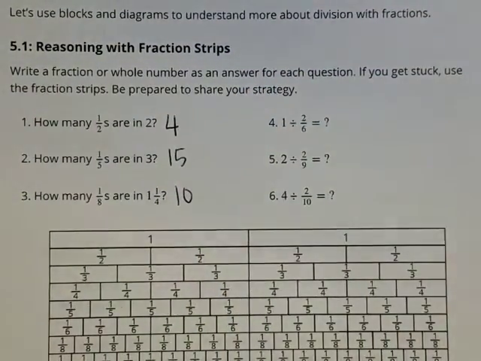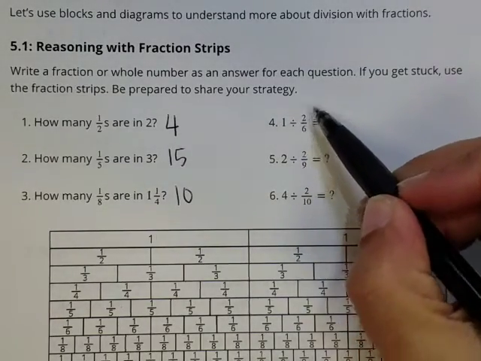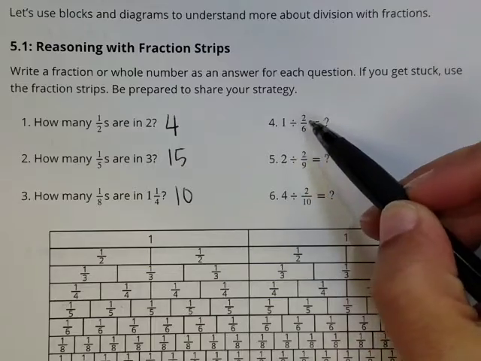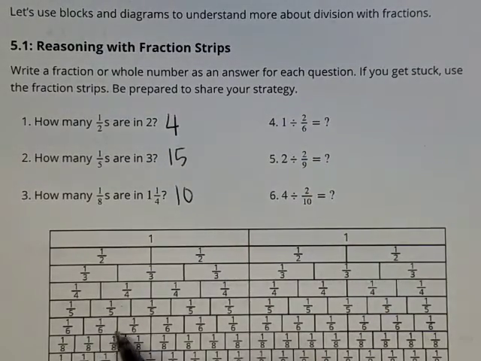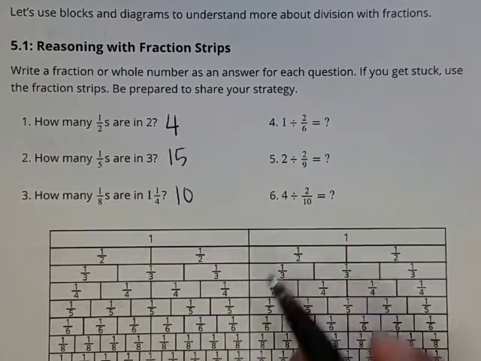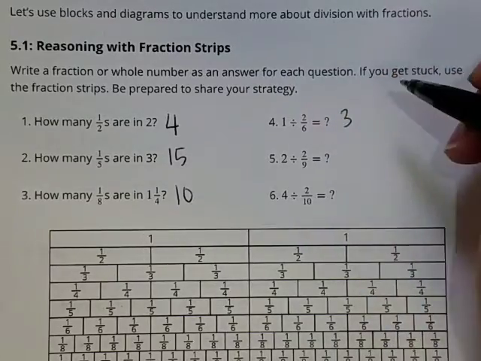All right, 1 divided by 2/6. So remember, 1 divided by 2/6 really means how many 2/6 go into 1 whole. So I'm going to find 1/6, which is right here, and here this is 2/6. So that's 1, 2, 3. So there are 3 2/6 in a group of 1.